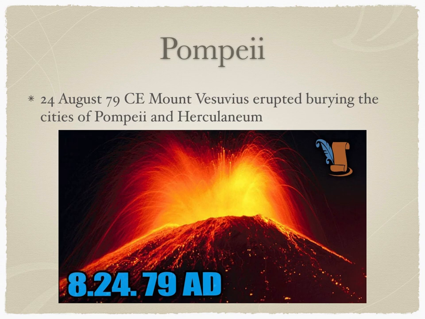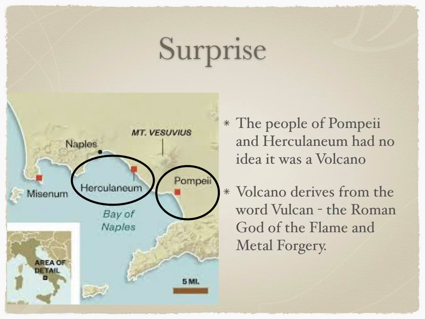One of the reasons we know so much about these things is because of the cities of Pompeii and Herculaneum. So on the 24th of August 79 CE, Mount Vesuvius erupted and it buried the 2 cities of Pompeii and Herculaneum. The people of Pompeii and Herculaneum had no idea that Vesuvius was a volcano. And actually, the word volcano comes from Roman influence. It comes from the word Vulcan, who was the Roman god of the flame and metal forgery.